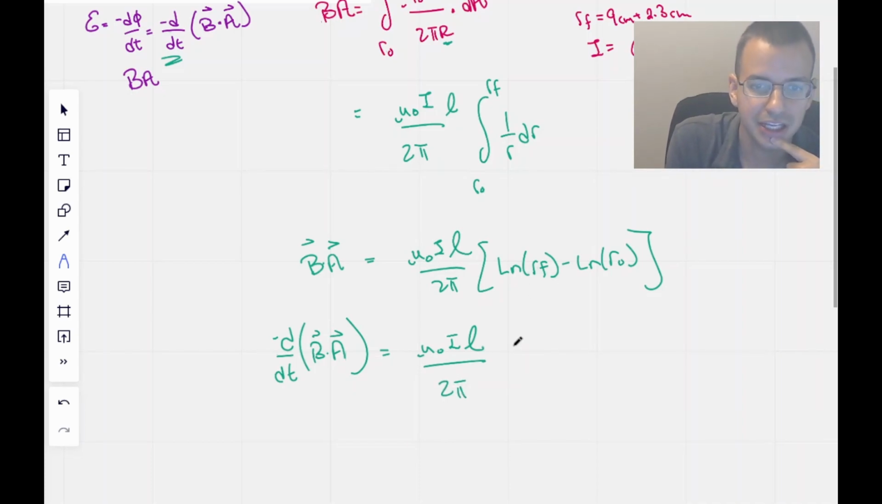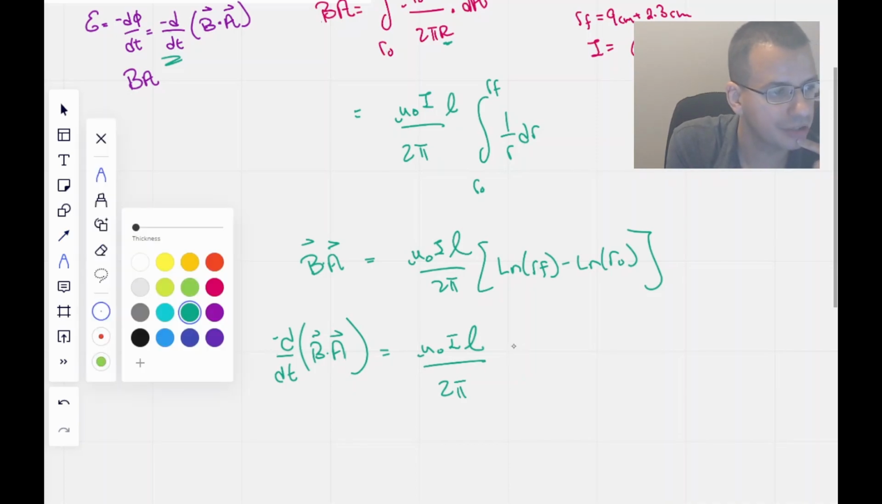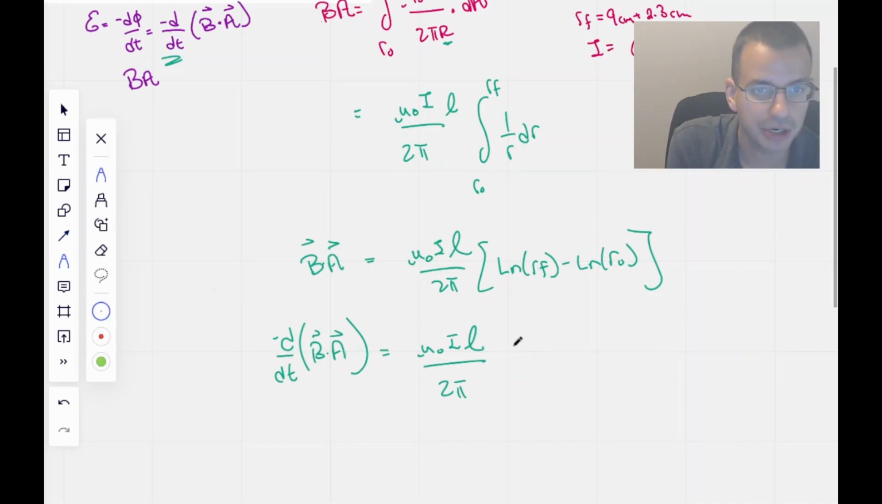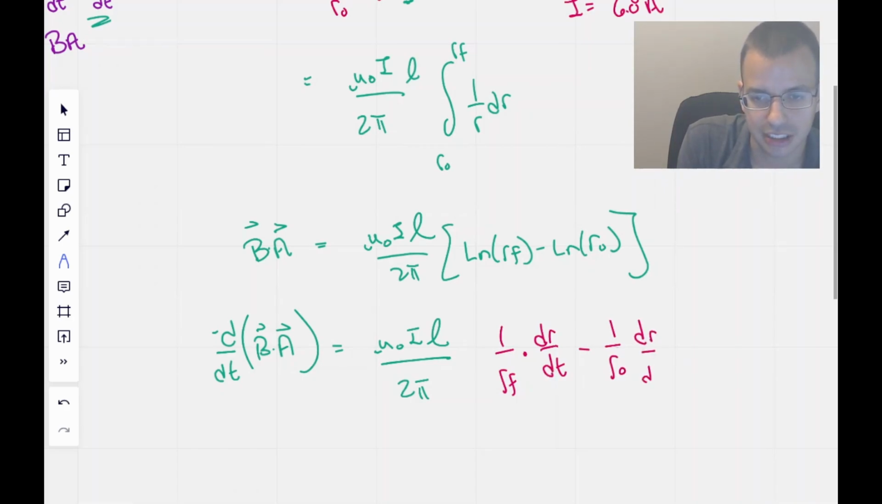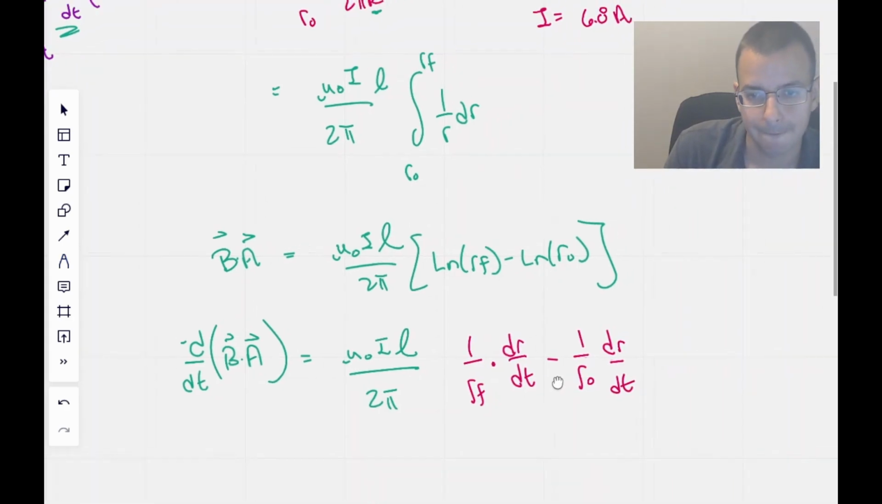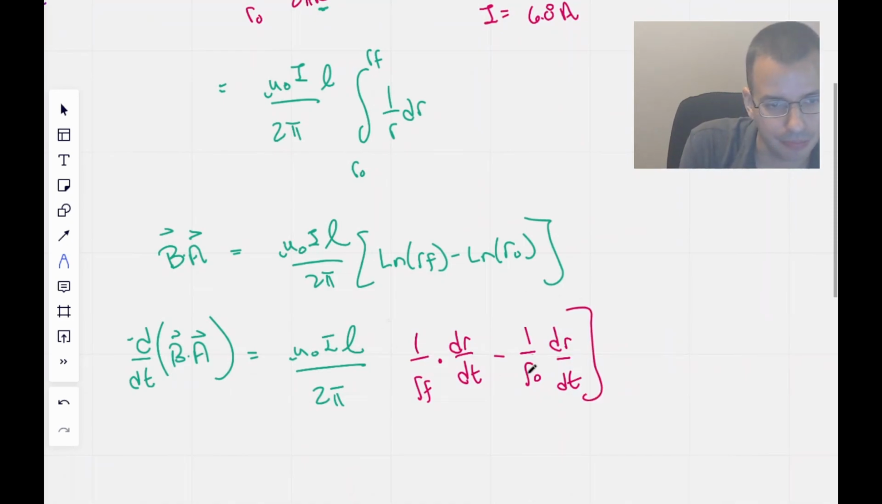Now we just took the integral of natural log, so now we're going to take the derivative of it, which is just going to put it back to where it started. Now the caveat here is this is going to be 1 over r final times dr/dt minus 1 over r initial, again dr/dt. That's the chain rule. And probably do some little brackets here.